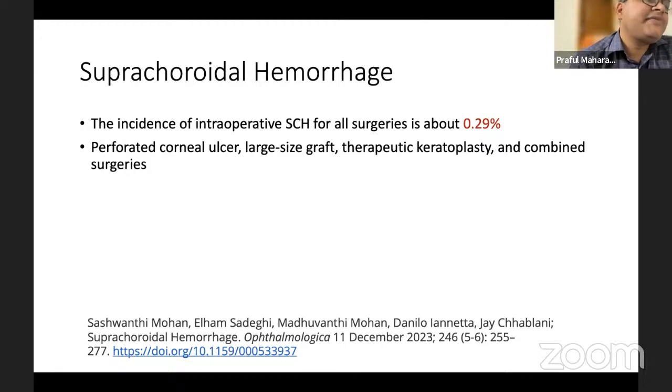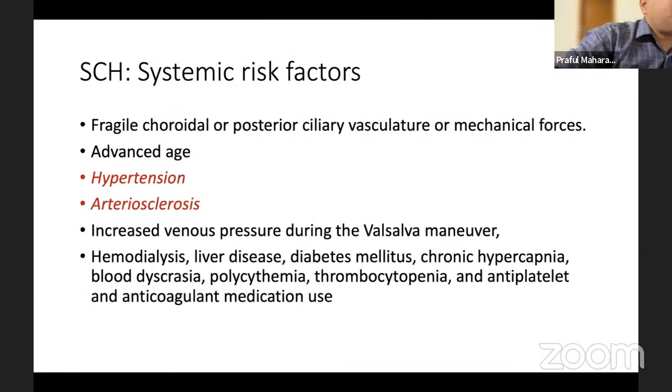And these are the risk factors: when you are operating a perforated corneal ulcer, like you are doing a therapeutic PKP, or you are taking a large size graft, or you are doing a combined surgery like valve with PKP or PKP with cataract, then the risk of suprachoroidal hemorrhage is high. You should always rule out these factors. If the patient has these risk factors preoperatively, you have to counsel the patient. Your consent must mention suprachoroidal hemorrhage can occur.